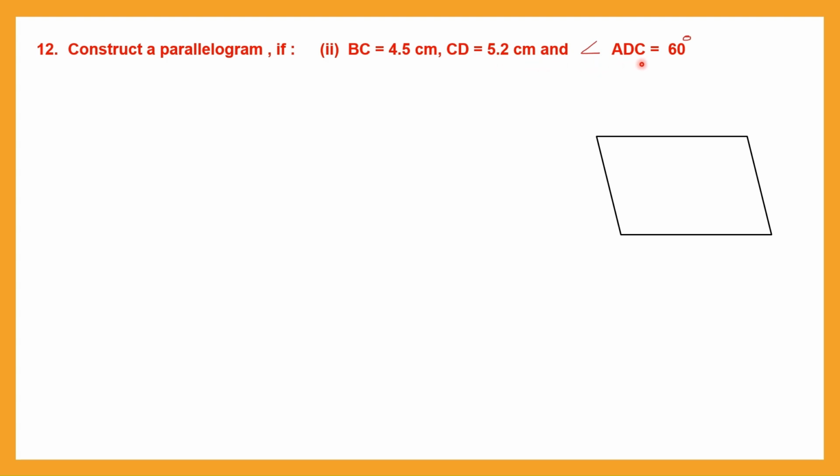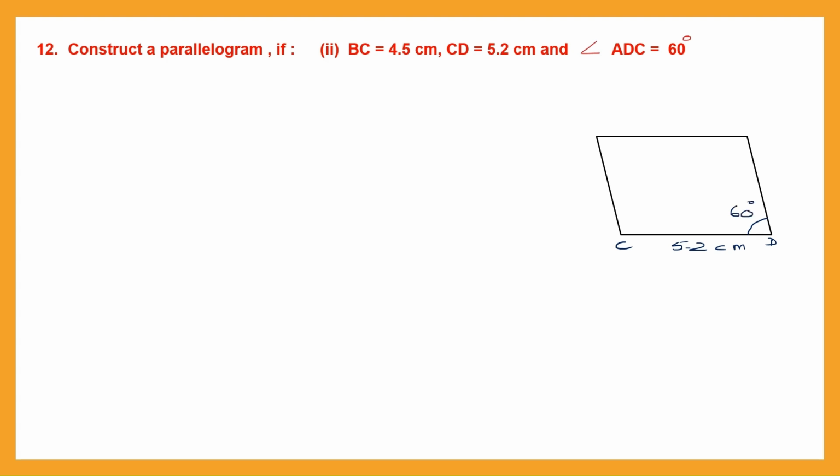Angle ADC is 60 degrees. That means either this side should be D because ADC is 60 degrees. This side should be D or this side should be D. Okay, so if we take BC as the base, we cannot have D on either side. But if we take CD as the base, we can have this here. So let's write that. So if we have CD as the base, which is 5.2 centimeters, then we can have angle 60 here.